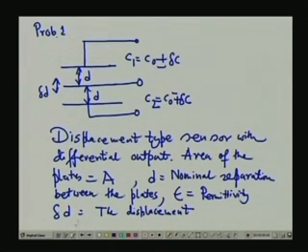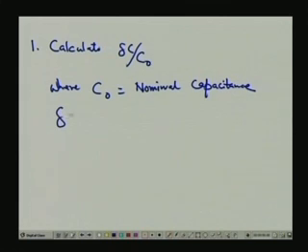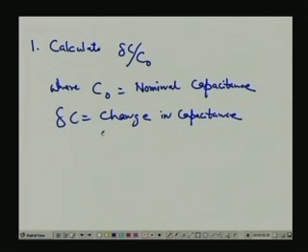Now, what you have to do. Number 1, calculate delta C by C naught, where C naught is the nominal capacitance and delta C is the change in capacitance corresponding to delta D, right.